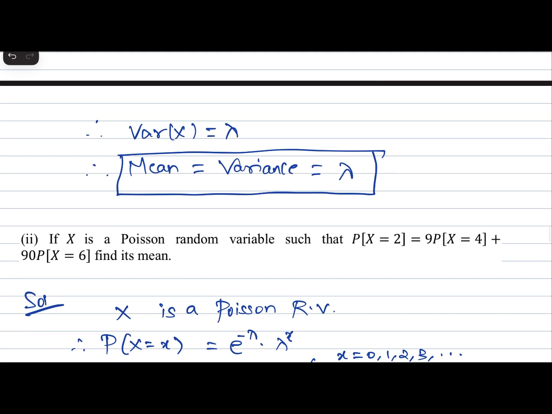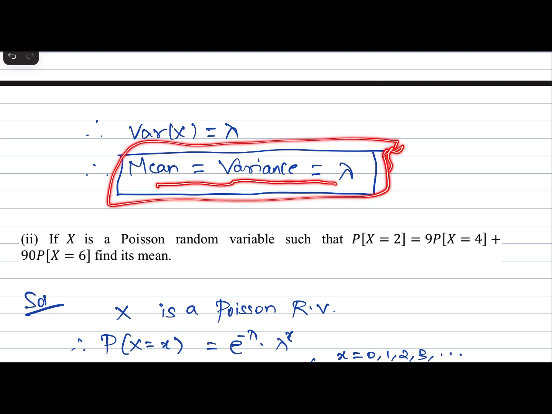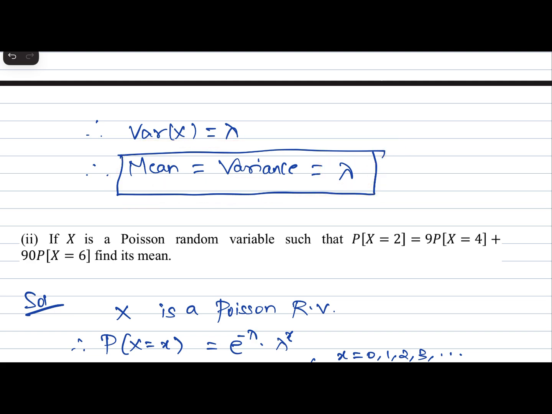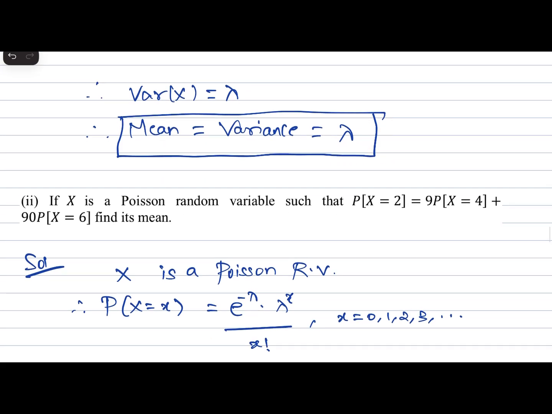So thus we form the relationship between mean and variance in Poisson distribution. Of course, it's quite interesting. Both mean and variance are going to be lambda here. That is the same. So that is the relation of Poisson distribution. All right.